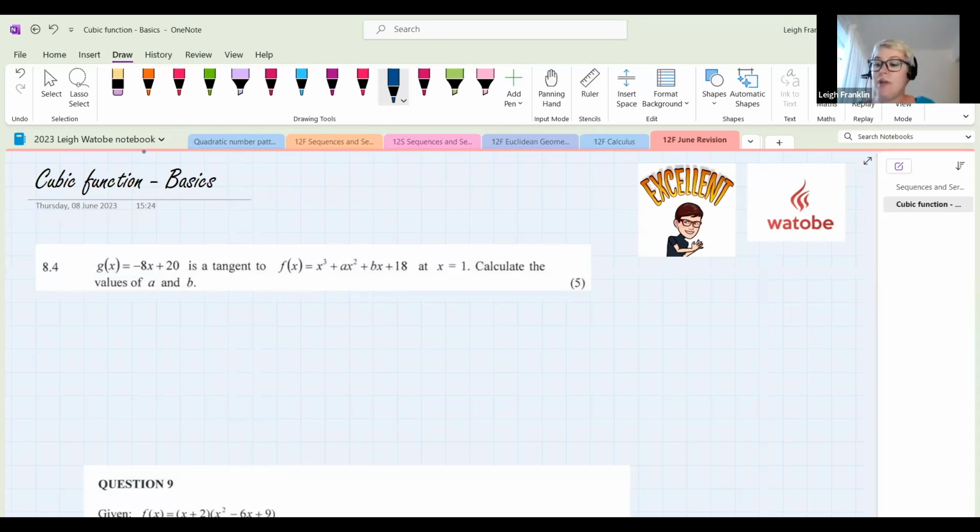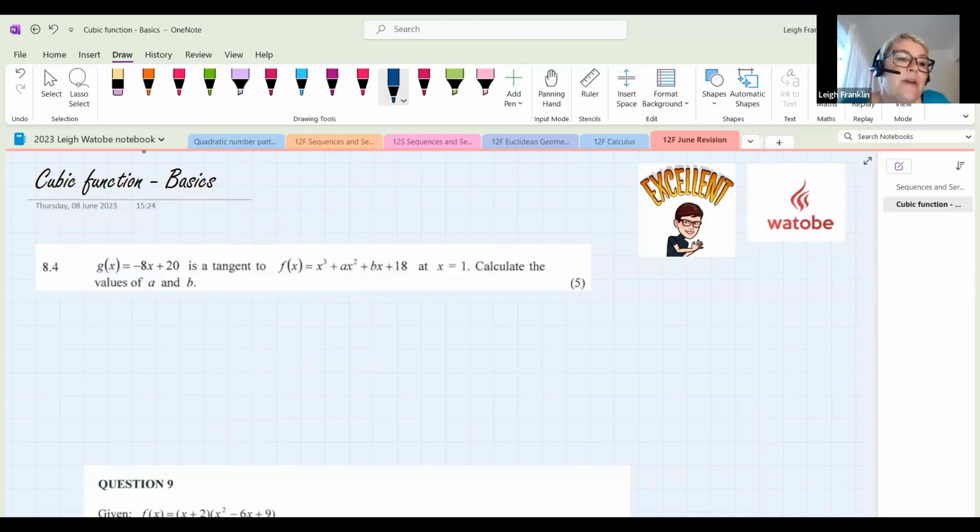The first question, 8.4, is not strictly a question about the cubic function, but it's related to the cubic function, and it's something that I would hope we would all be able to do. Okay, so let's just have a look at the question.